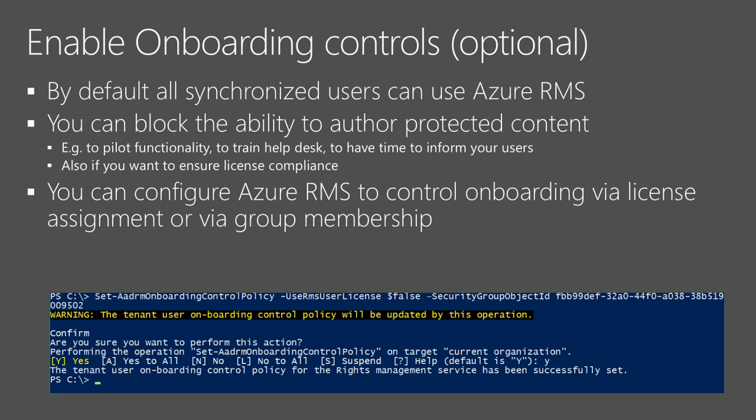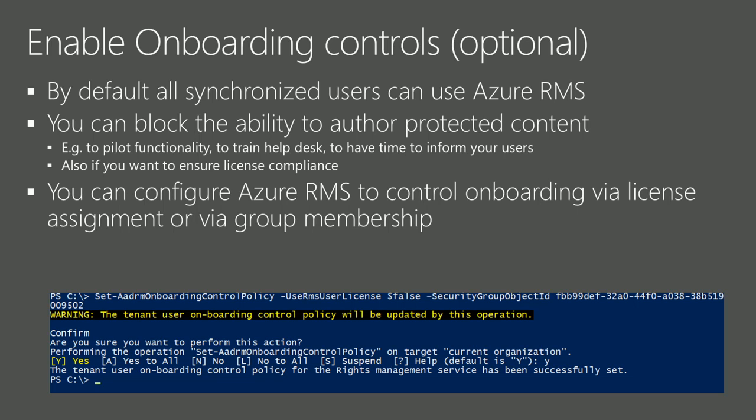So you can enable it. By default, everybody has access to RMS. Everybody in your company and your directory can use RMS. And then you can run a PowerShell commandlet, the one there at the bottom, the Set-AadrmOnboardingControlPolicy. By the way, AADRM is the old name for Azure RMS. That's why it's there.